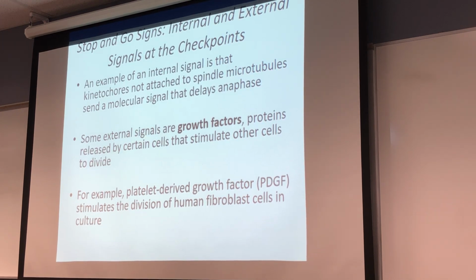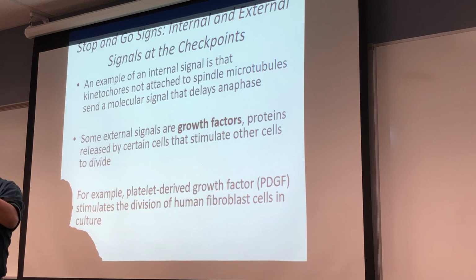So stop and go signs, internal and external signals at the checkpoint. An example of an internal signal is that if the kinetochores are not attached to the spindle microtubules, they will send a molecular signal that delays anaphase. Well, that's what you guys did over here. If there is a chromosome that is still missing, not attached, not under equal tension, and so forth, it will send a signal to separase: hold on, do not come and cut the cohesion.